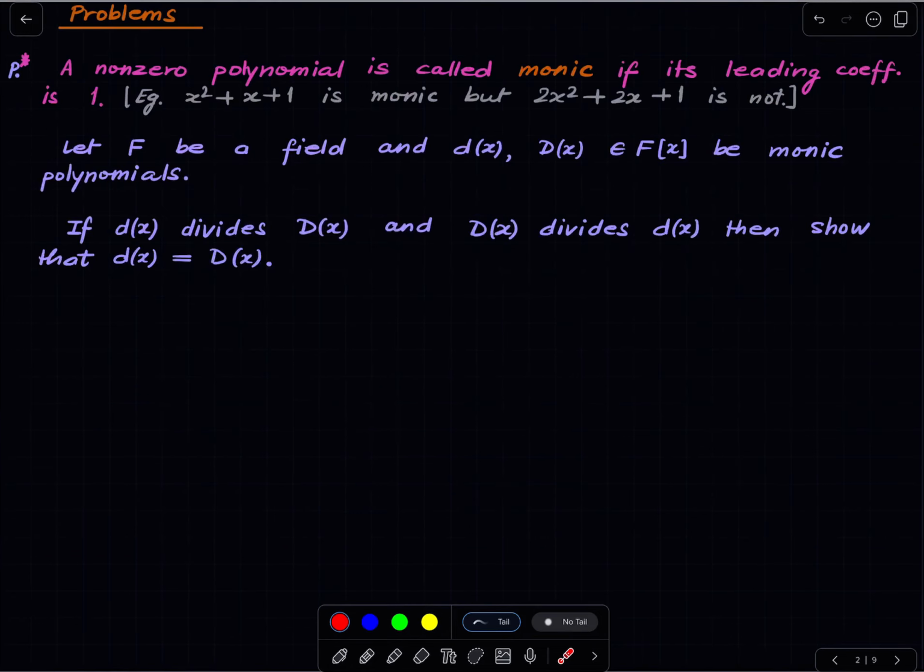Here is one problem for practice, and I have defined monicness for convenience again. It's a very simple problem just to practice something that we have learned.